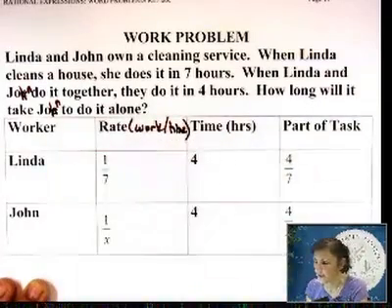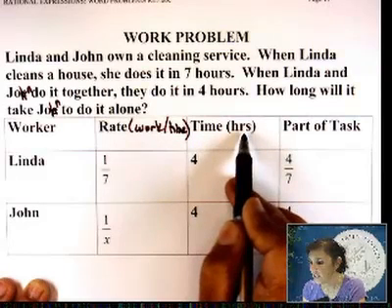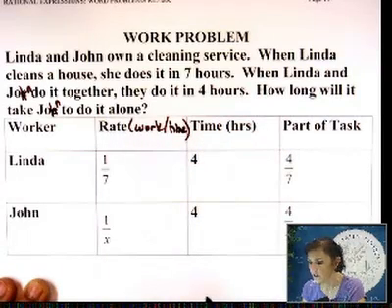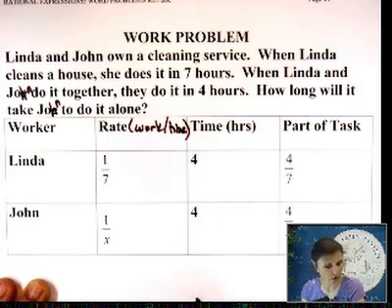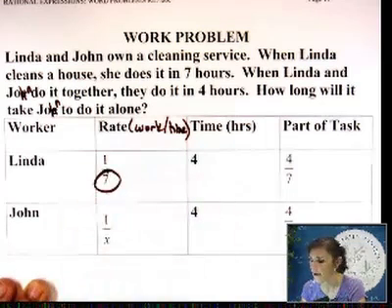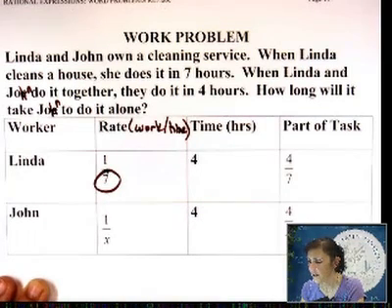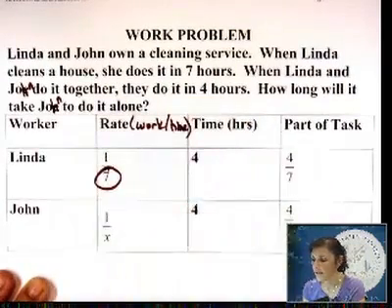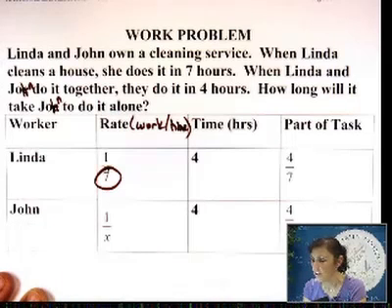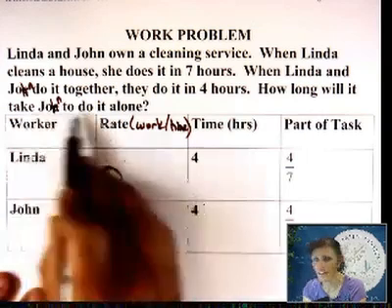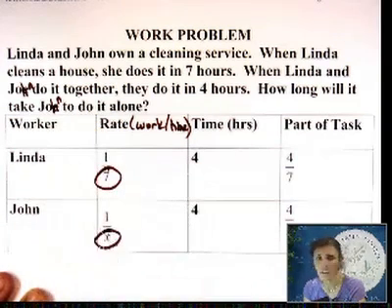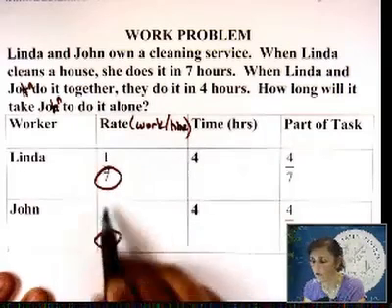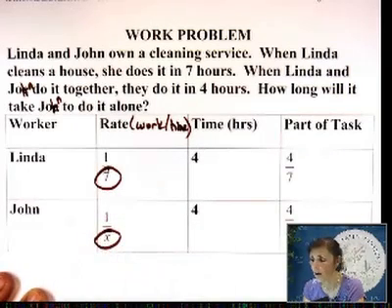Does it make sense? And she does it in 7 hours. But they are working 4 hours together. Now let's put down John. John does 1 house cleaning, but I don't know how long it takes him to get it done. So X is when he does it by himself. So that's work per time, 1/X: 1 work in X hours. I don't know how long he takes.